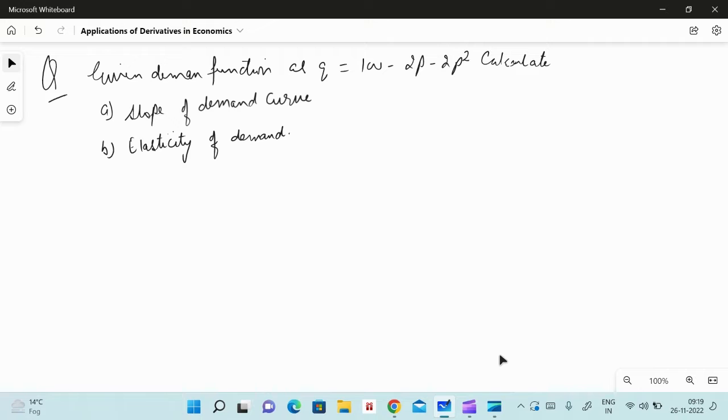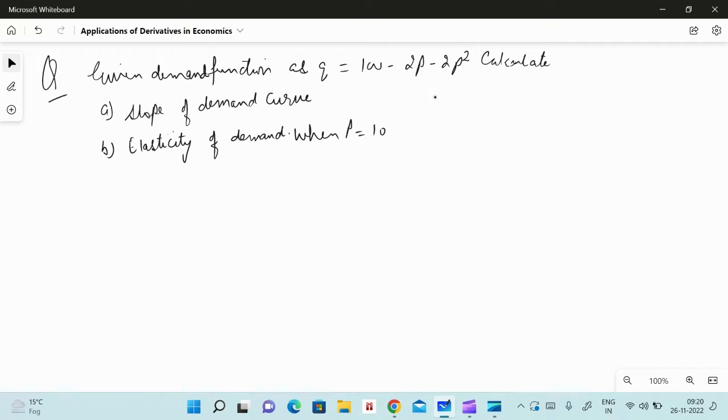So first of all, it is given on the screen that the demand function is q, and it equals 100 minus 2p minus 2p square, and we have to calculate the slope of the demand curve and the elasticity of demand when p is equal to 10.